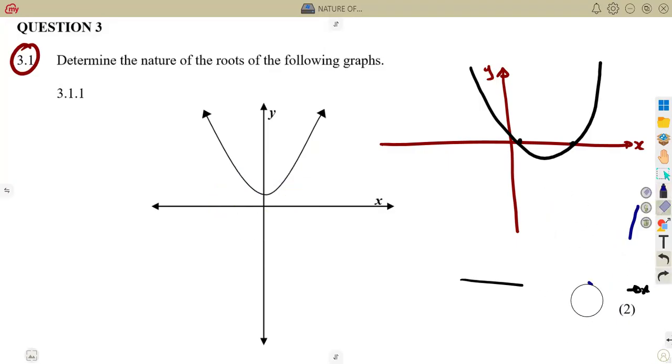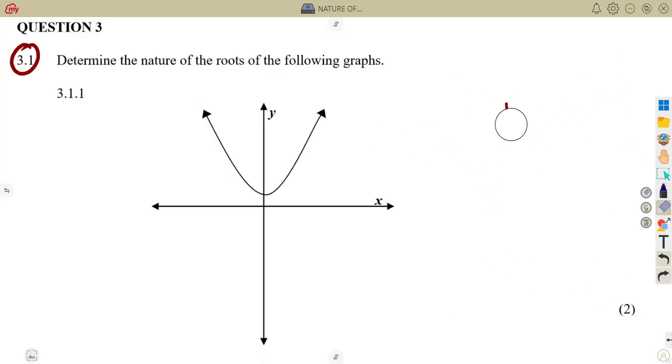So what is it about the nature of the roots? Meaning to say, the x values do not exist in our case. We do not have the x values. The roots are non-real, that is, imaginary. We cannot see that.